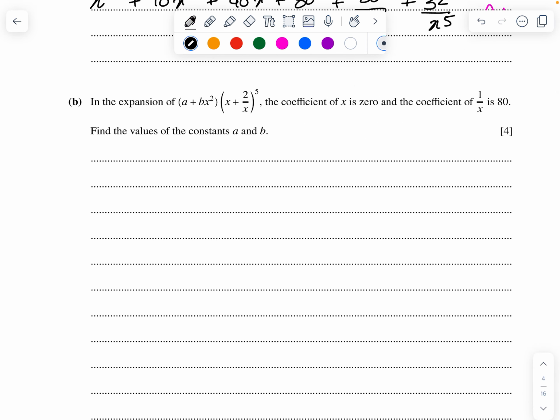Now in the expansion a plus bx squared, the coefficient of x is 0 and the coefficient of 1 upon x is 80.